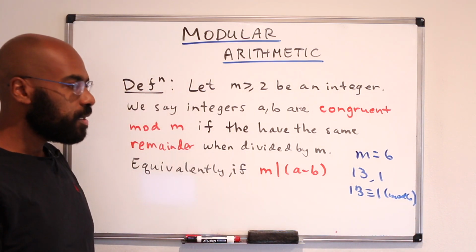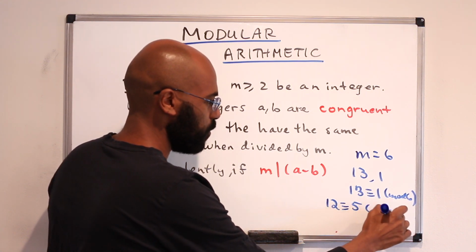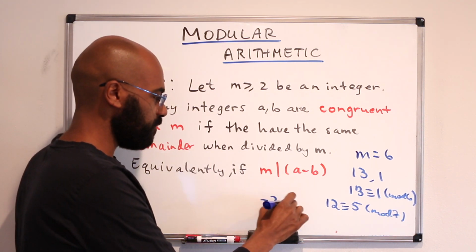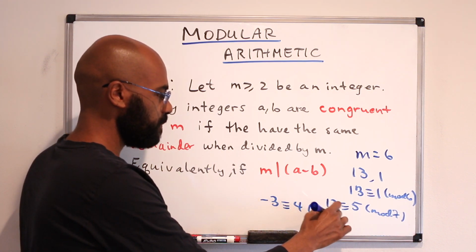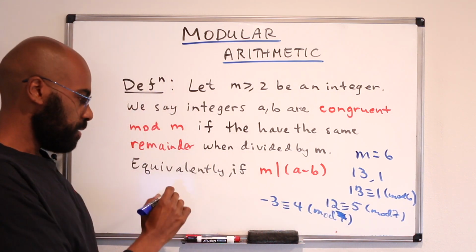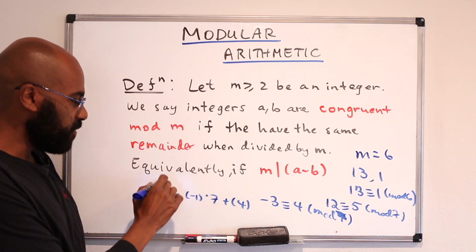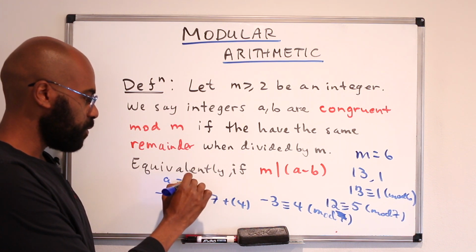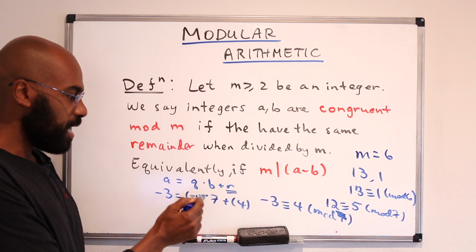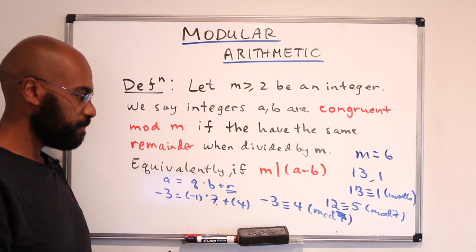All right. Another example is 12 is congruent to 5 mod 7. They both leave a remainder of 5 when we divide by 7. And we can also look at negative numbers. So for example, negative 3 is congruent to 4 mod 7. The remainder, when we divide negative 3 by 7, is actually 4, because negative 3 is negative 1 times 7 plus 4. We will recall that if you have a number a, then the remainder when we divide by a number b has to be a number between 0 and b minus 1, which is 6. And we actually talked about that in a previous video linked up here.